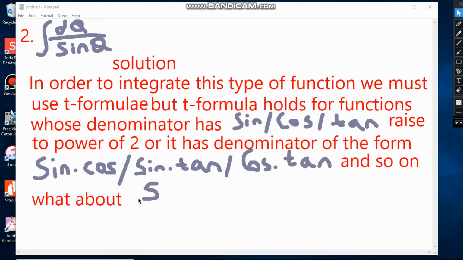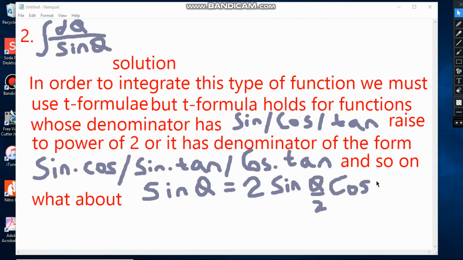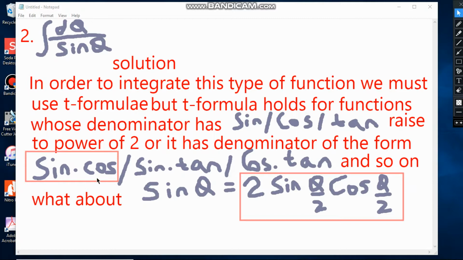But what about this denominator, which is sine of theta, with power of 1? In this case, we transform sine of theta into the double angle identity. Sine of theta is equal to 2 sine of theta over 2 times cos of theta over 2. So we change sine of theta to sine dot cos. Where there is sine of theta, I place this identity.